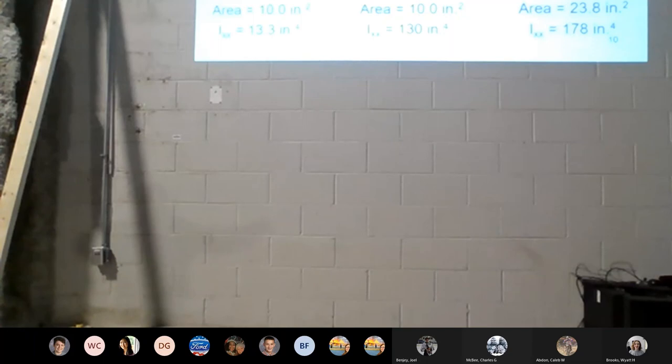If you drove over a bridge and it deflected 0.25 inch, would you care? Probably wouldn't even notice it. If it deflected like 3 feet, probably would feel it. Probably feel it. All right, any other questions?